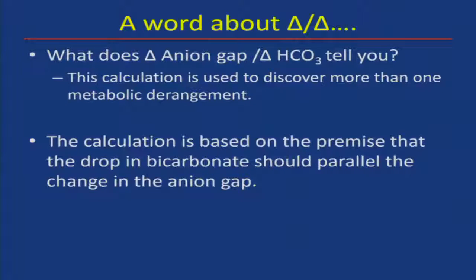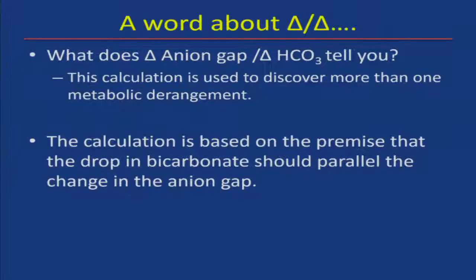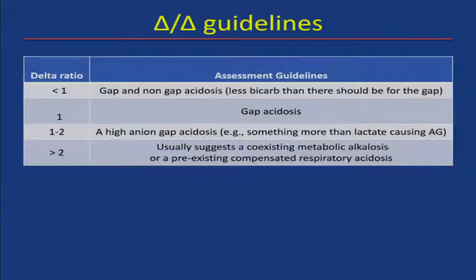You might want to look at the anion gap in relation to the bicarbonate. So how has the bicarbonate changed in relation to the change in the anion gap? So that's a delta anion gap divided by delta bicarbonate. So how this helps us is, if the bicarbonate change doesn't directly tally with the anion gap change, it alerts us that there is something else going on. And maybe I will use a couple of examples to highlight that.